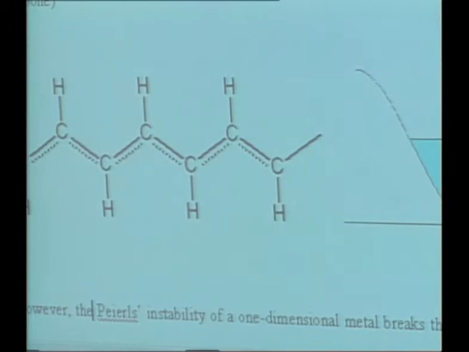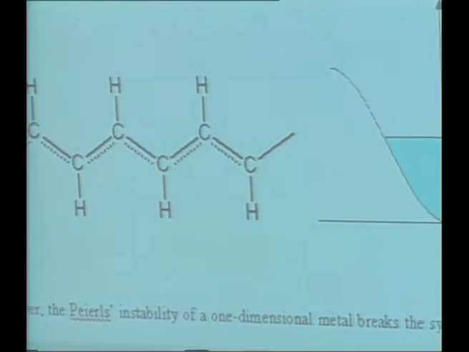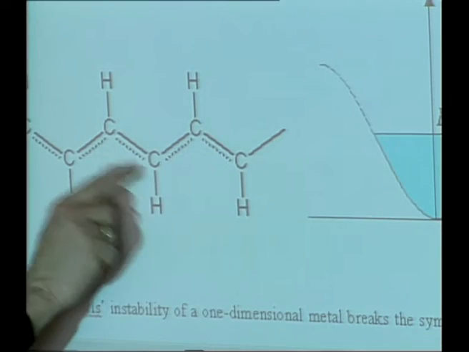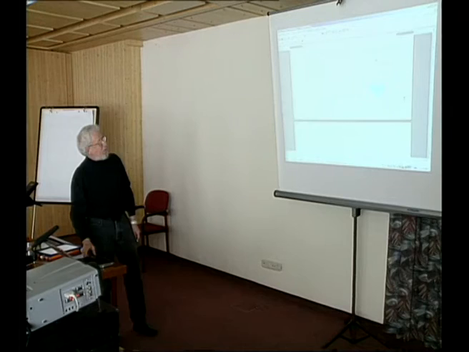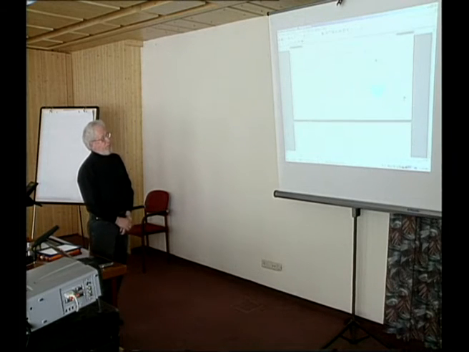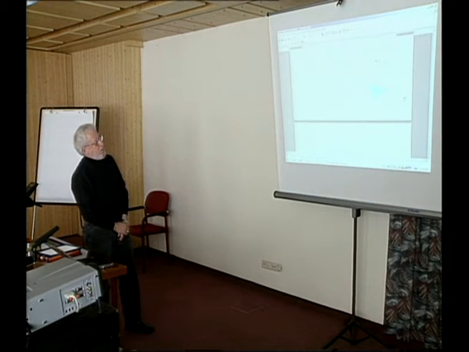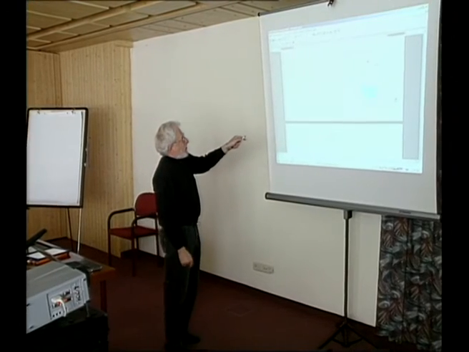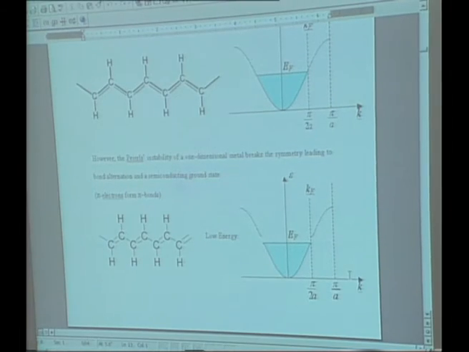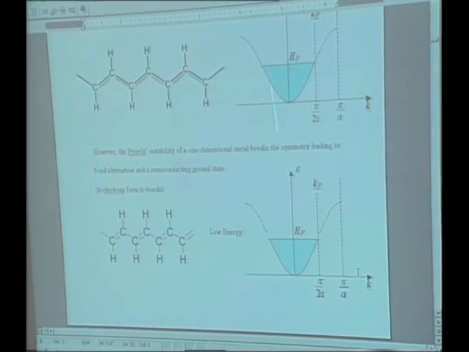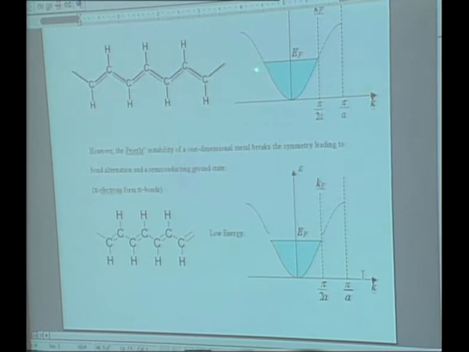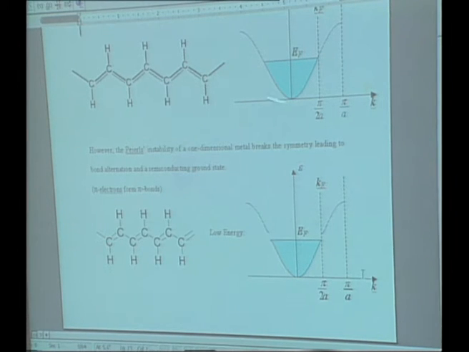And this bandwidth would come about from pi electron overlap along this chain. Because of the Peierls instability in a one-dimensional system, there's a fundamental reason why you get this bond alternation. Let's look at these two pictures. These pictures are supposedly identical. Here you have electrons occupied all the way up to this energy, halfway up the band.